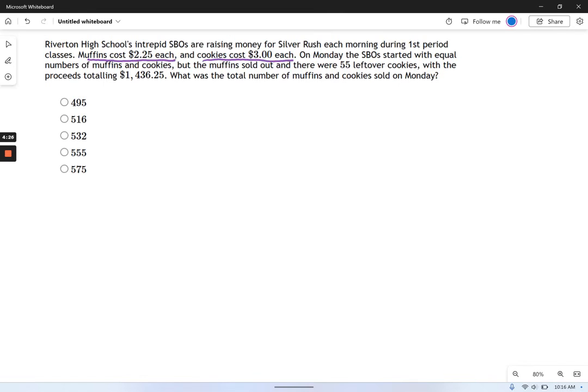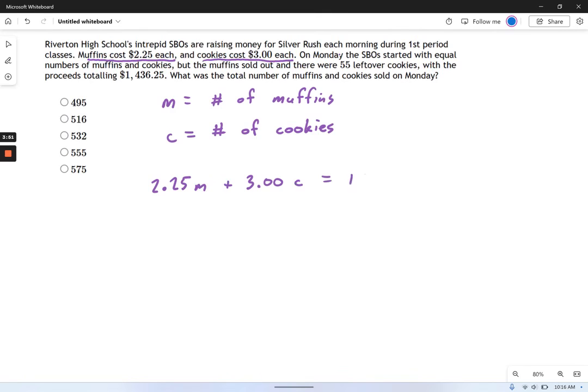So let me try to first write down equations for these things. I'm going to say M equals the number of muffins. And I'm going to say C equals the number of cookies. So hopefully these will be easy to keep straight. And now I'm going to make an equation for the cost of all these goods that were sold. So $2.25 times the number of muffins plus $3 times the number of cookies equals $1,436.25. That's equation number one.